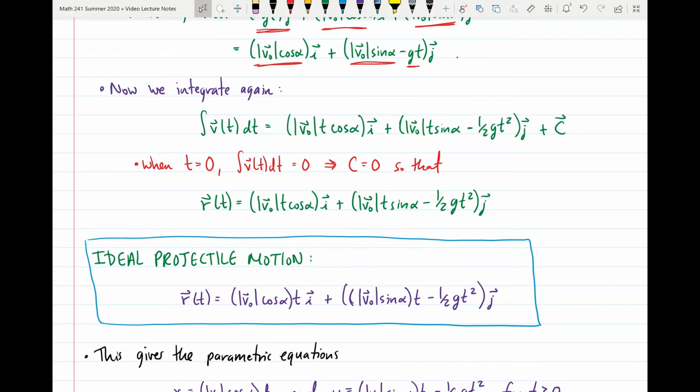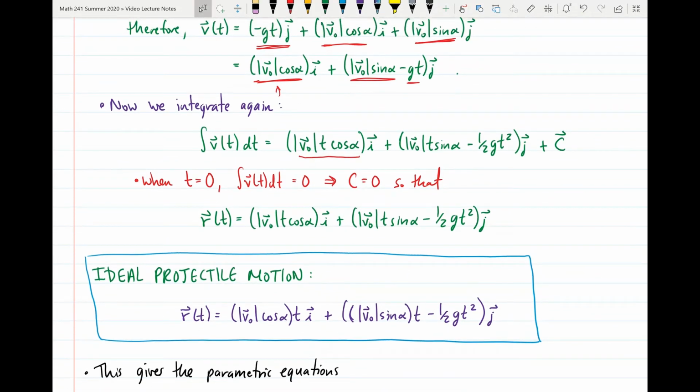So we know that the position function is going to be an antiderivative of our velocity function. So we'll find the antiderivative of our velocity function first, or the indefinite integral of our velocity function. And to do that, we integrate component-wise. So we find that the i component for our velocity function was a constant. It was just the magnitude of v naught times cosine alpha. So when we take the integral, we get the magnitude of v naught times t times cosine alpha, and that'll be the i component of our position function.